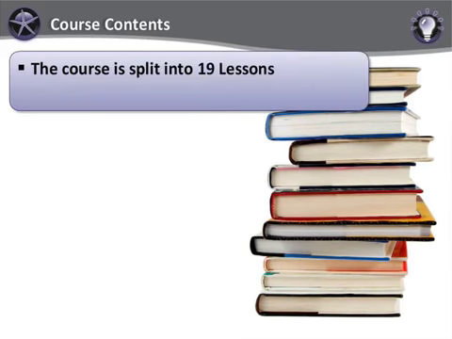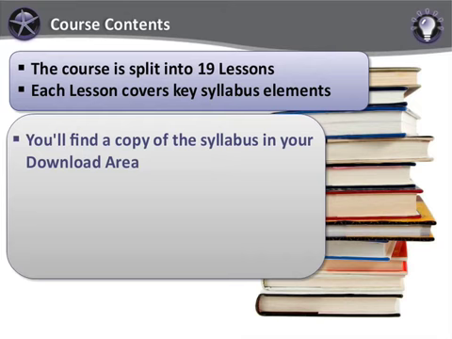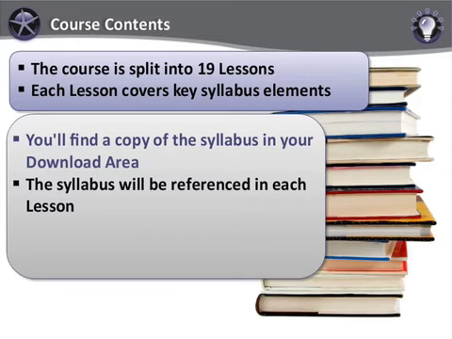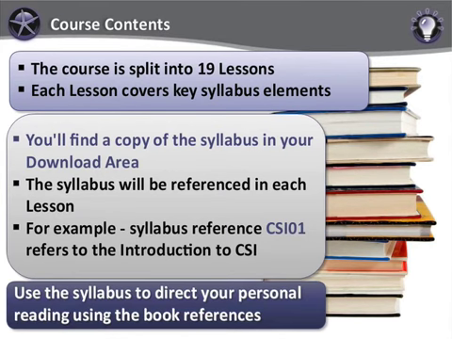This course is split into 19 lessons. Each lesson covers key syllabus elements to prepare you for your exam. You'll find a copy of the course syllabus in your download area, and you'll see references to the syllabus numbering system as you progress through the core lessons. For example, if you see syllabus reference CSI 01, you know it's referring to the first part of the syllabus, the Introduction to Continual Service Improvement. The syllabus document also refers to specific sections of the Continual Service Improvement core volume, easily directing you to the relevant section of the text.